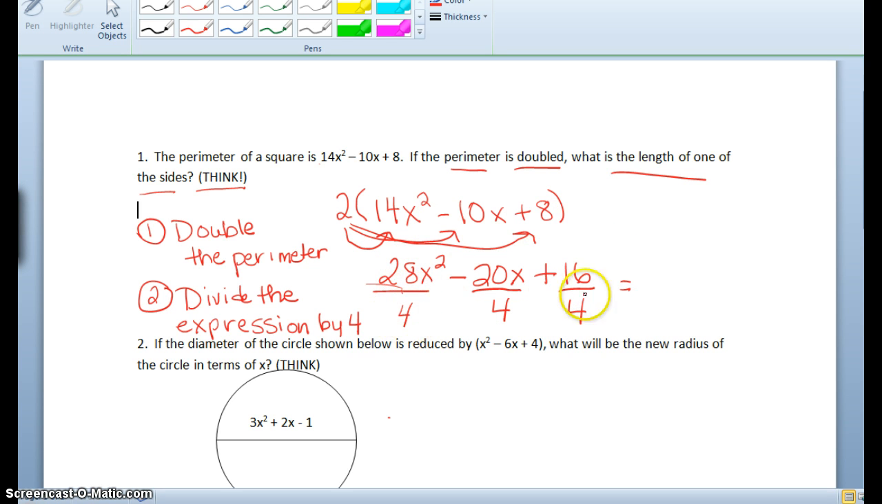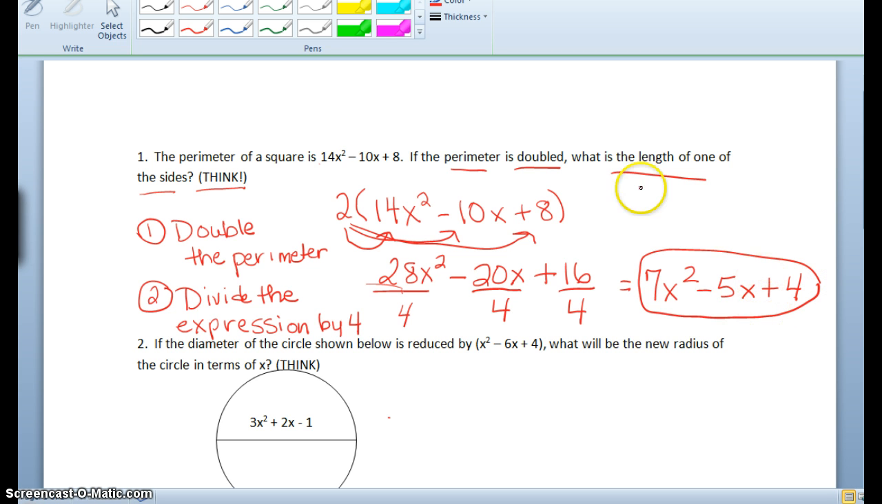28 divided by 4 will give you 7, so 7x squared. Negative 20 divided by 4 gives you negative 5x. 16 divided by 4 will give you positive 4. And this gives you the answer. And guys, if you want to double check, all you have to do is add 7x squared minus 5x plus 4 to itself for a total of 4 times. Or you can put a 4 in front of it and multiply it out, and you should get this answer.